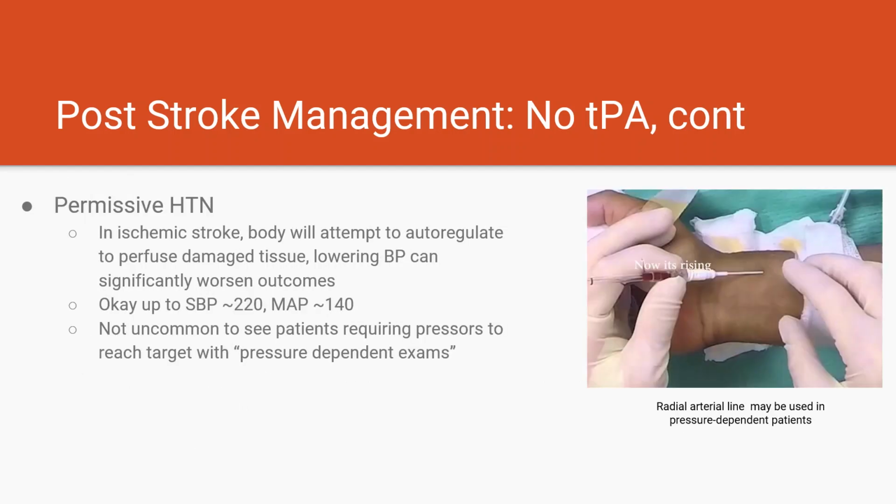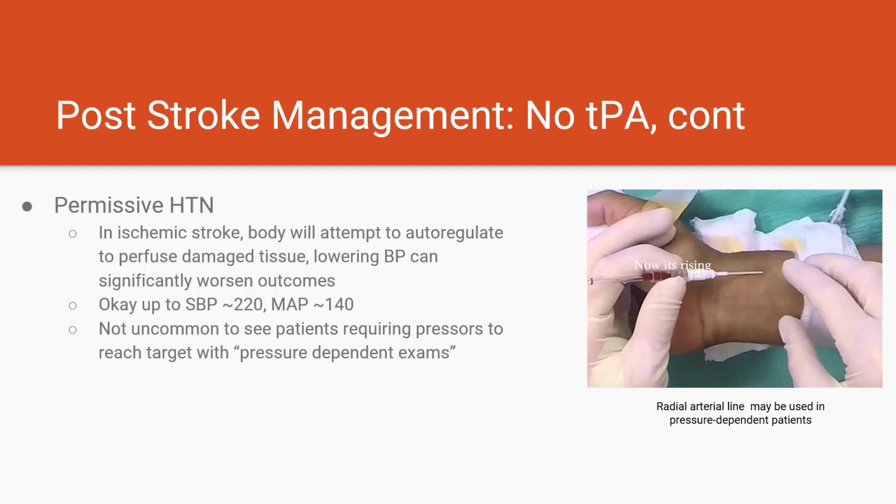Another incredibly important part of post-stroke care is understanding blood pressure parameters depending on what type of stroke the patient had and what treatment they've received. In a patient who has an ischemic stroke, the body knows that not enough blood is getting to the brain, and so will attempt to auto-regulate and push the blood pressure very high. As long as this does not reach a level so high that it could cause hemorrhage or dissection, it's actually quite beneficial for our patients, and so we allow for what we call permissive hypertension, as high as a systolic blood pressure of 220 or a MAP of 140.